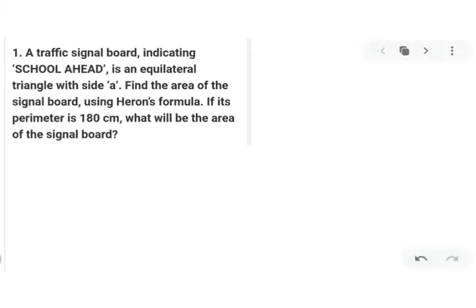It says a traffic signal board indicating school ahead is an equilateral triangle with side A. So you have a traffic signal board, it's an equilateral triangle and its side is A. It is given like that. Find the area of the signal board using Heron's formula if its perimeter is 180 centimeter.